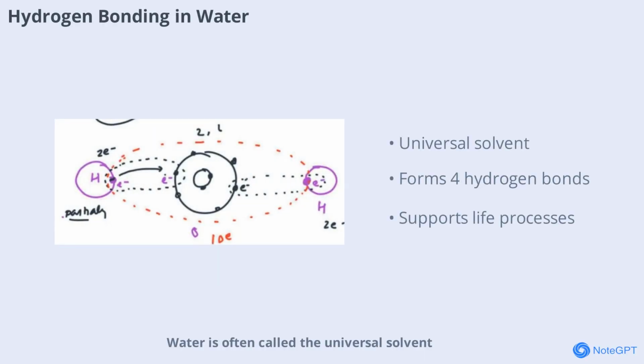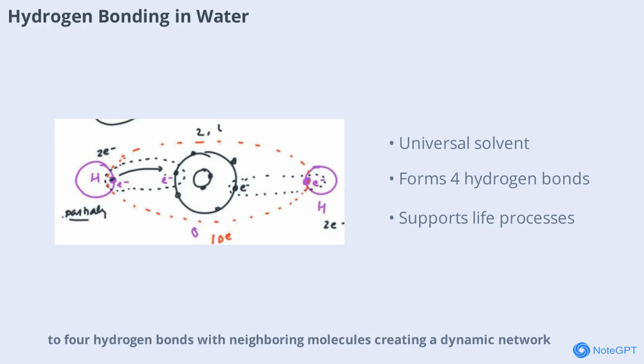Water is often called the universal solvent, and its ability to form hydrogen bonds is a major reason why. Each water molecule can form up to 4 hydrogen bonds with neighboring molecules, creating a dynamic network. This network is responsible for water's high boiling point, surface tension, and its ability to dissolve many substances. The polarity of water molecules and their hydrogen bonding capacity make water an ideal environment for biochemical reactions.